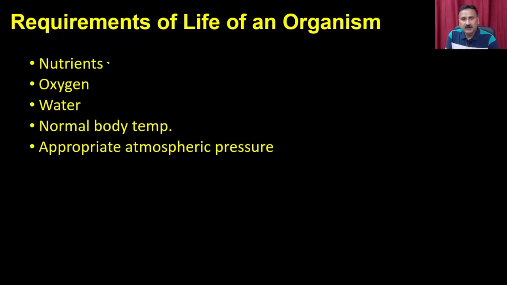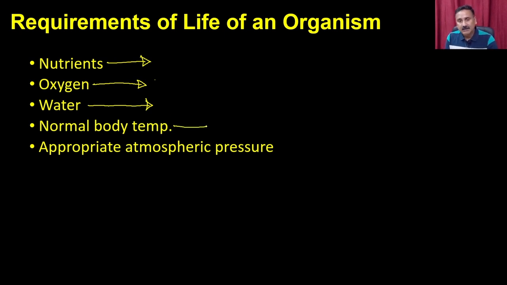Apart from this, we also have different types of requirements. We have seen that one requirement is getting nutrition. Nutrition is one of the basic requirements of living organisms, required for running the anabolic or the catabolic reactions. Then we also require oxygen, because oxygen is required for running the oxidation reactions. Then we also require water, because water is required for running different types of reactions where the water itself is a substrate.